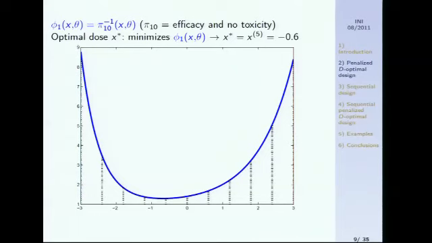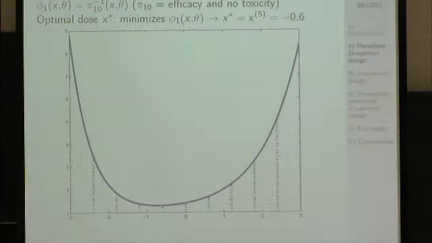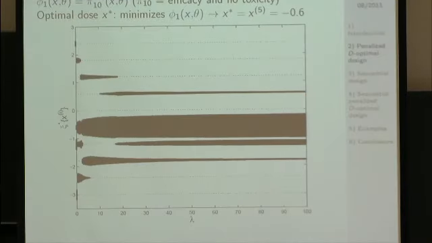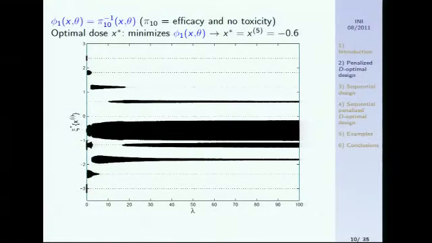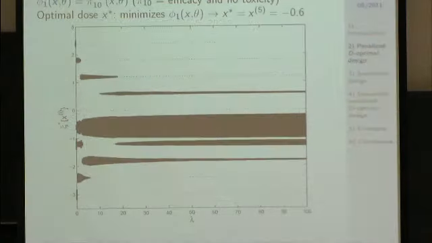This is the first penalty I'm considering. The penalty is the inverse of the probability of efficacy and no toxicity. So it looks like that, and you have the 11 doses here on the horizontal axis, and this is the cost I'm considering. Yes? And this is the optimum design that we get. So this is lambda, remember? And on the vertical axis are the doses. And the width of the lines corresponds to the weight we put on the different doses for the optimal design.